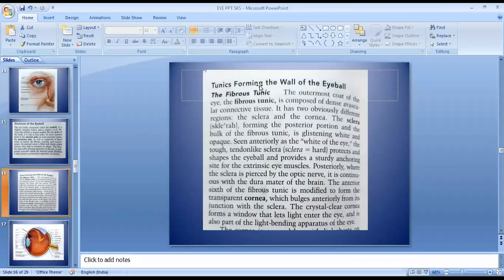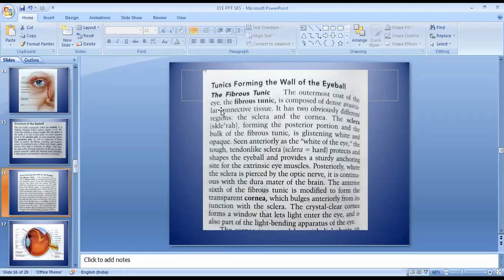This tunics, different layers of the eyeball wall, they're called tunics. The outermost layer is called the fibrous tunic. It is also called the sclera. Now the fibrous tunic, the outermost coat of the eye, is composed of dense avascular connective tissue.